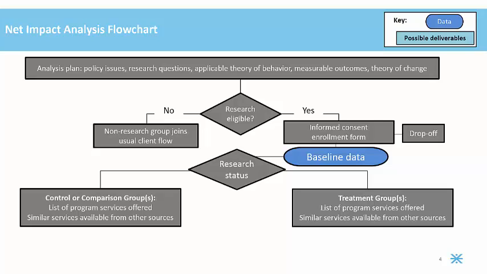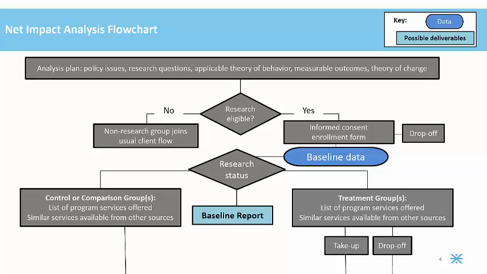After you've established research status, you can publish a baseline report that hopefully will show that there was no difference in characteristics relevant to the outcomes between your treatment group and your comparison group. That's the most important part of a research design, to put aside other factors besides the treatment that the treatment group gets and the control group does not get in determining what the outcomes will be.